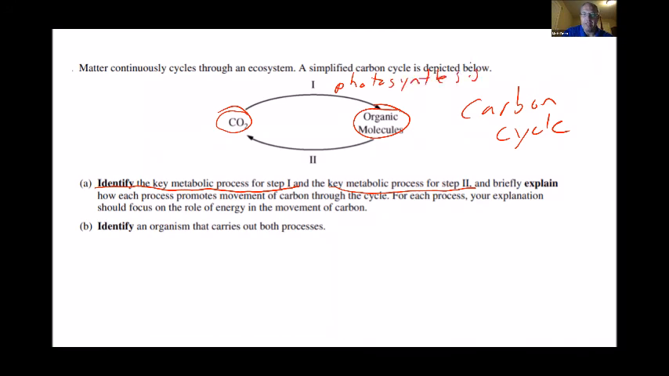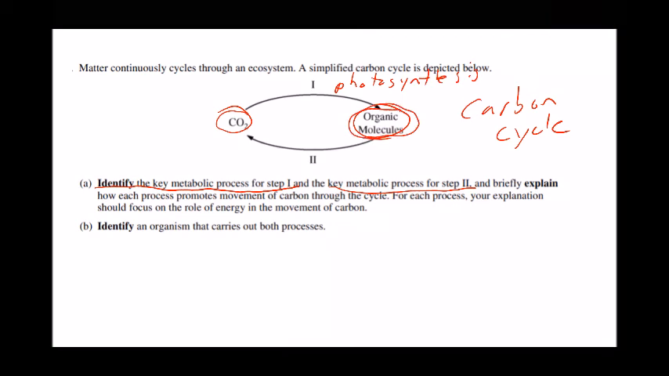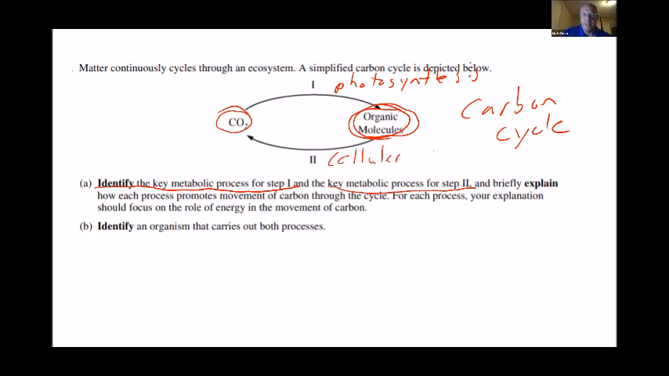All right. Another process takes organic molecules and converts those into carbon dioxide. That's cellular respiration. So you should say step 2 represents cellular respiration. Without knowing a whole lot of biology, a lot of you could have answered those two things. So you've now done this first part.